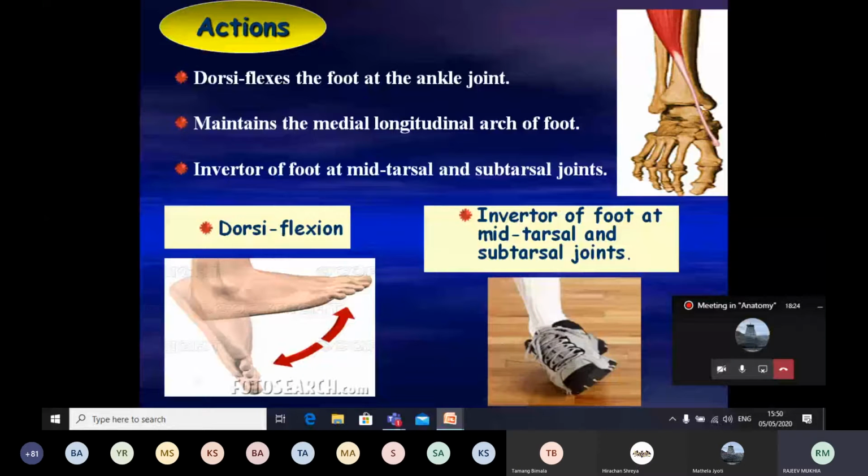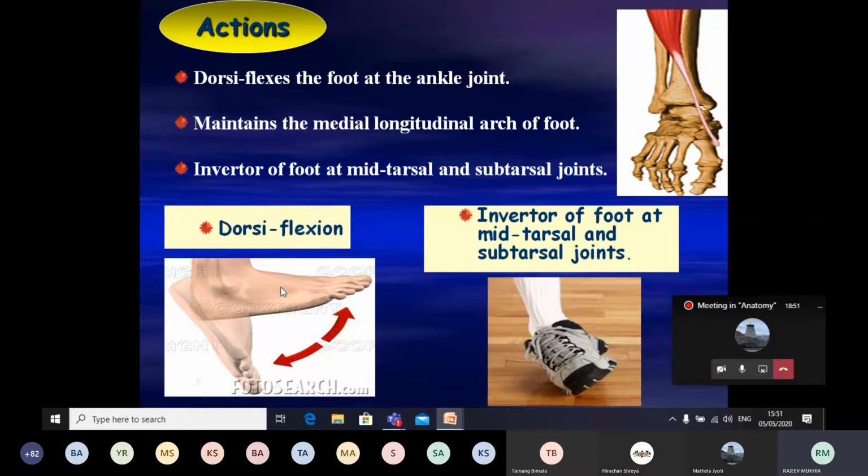The action of this muscle: here you can see it is inserted on the base of the first metatarsal bone. So the action of this muscle is dorsiflexion. Here you can see this action. This movement is the plantar flexion, and this movement is the dorsiflexion. So dorsiflexion of the foot at the ankle joint. This joint is the ankle joint. So the action of this tibialis anterior muscle is dorsiflexion.